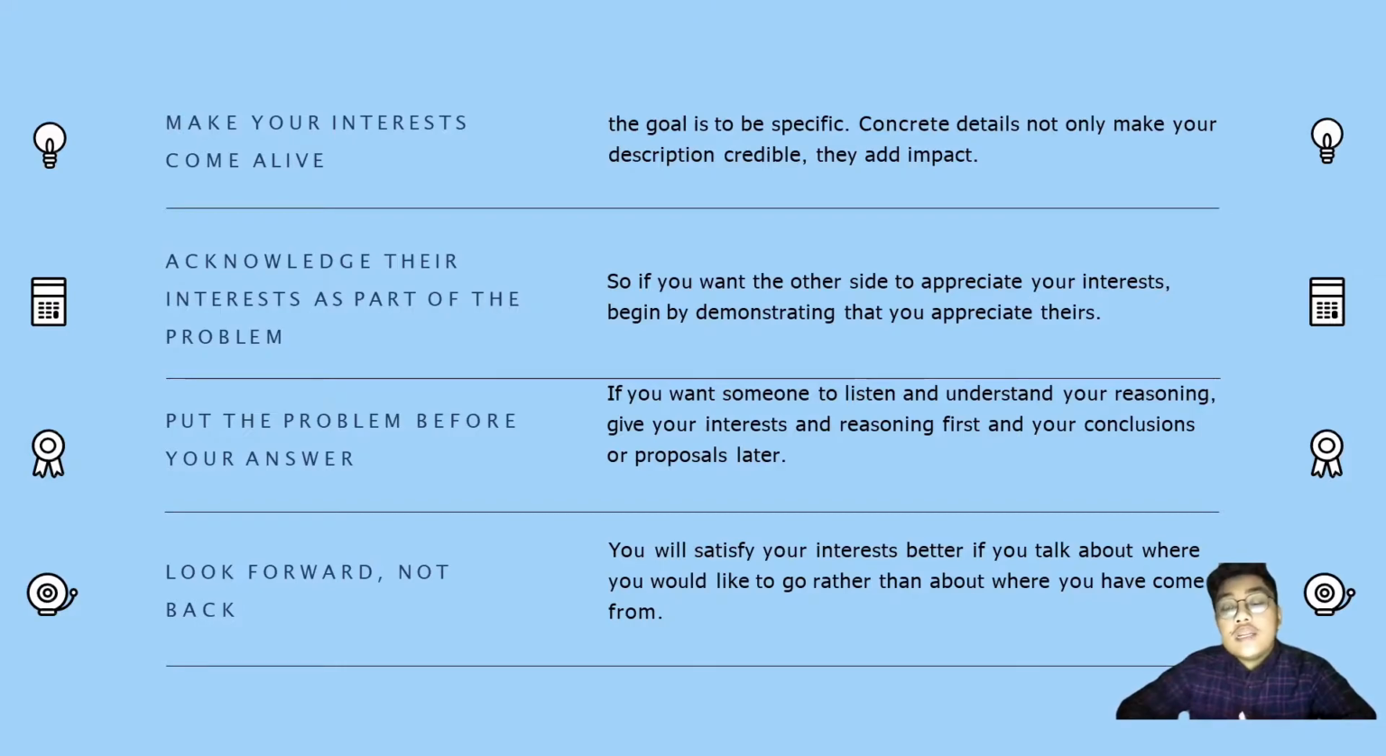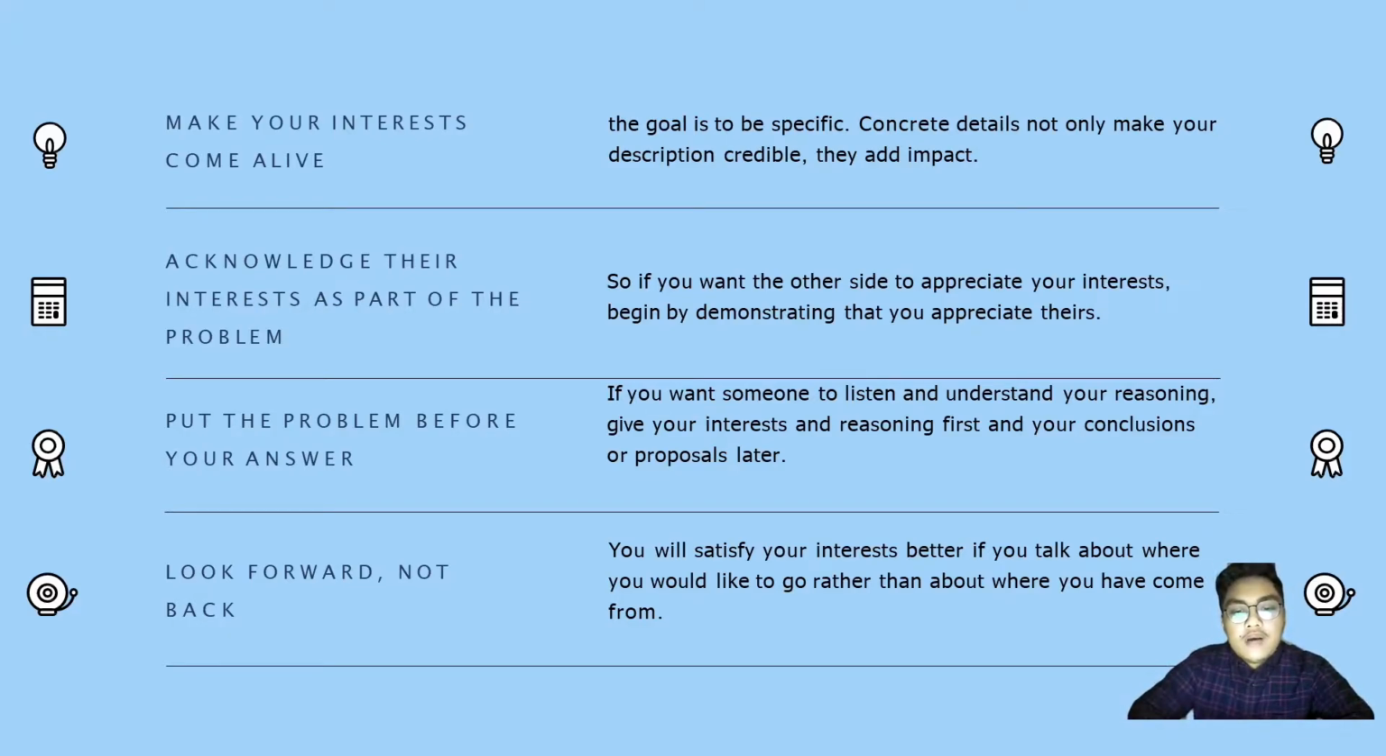The seventh one is put the problem before your answers. If you want someone to listen and understand your reasoning, give your interest and reasoning first, and then you can give your conclusions or proposals later. The eighth aspect is to look forward, not backward. Instead of talking about what has been done in the past week, you can express your interest by asking what could be done next week so that people will be more open to your suggestions.